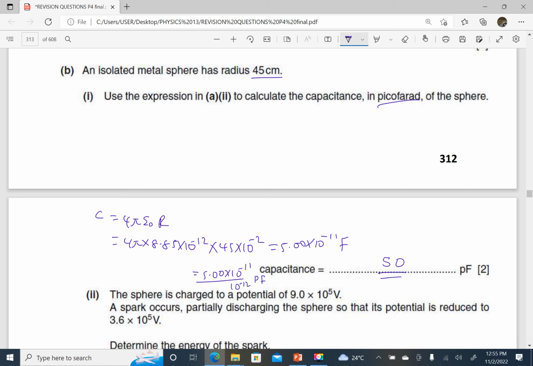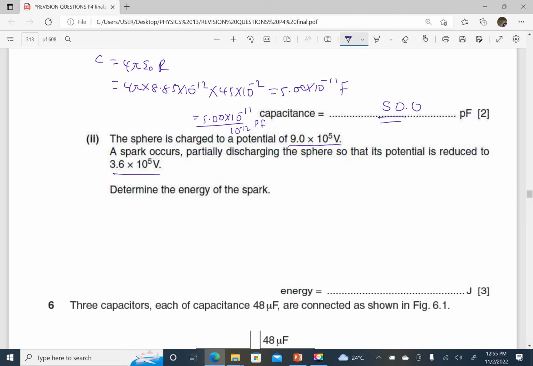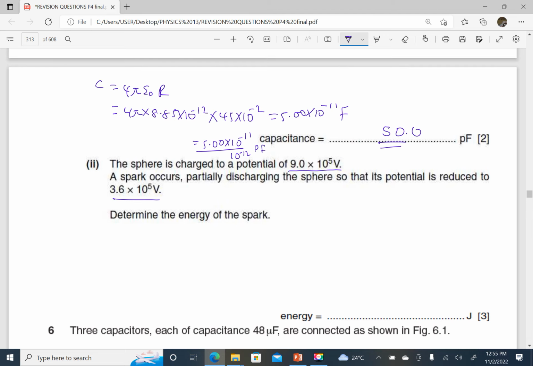The sphere is charged to a potential of 9.0 times 10 power 5 volts. A spark occurs partially discharging the sphere so that its potential is reduced to 3.6 times 10 power 5 volts. Determine the energy of the spark.